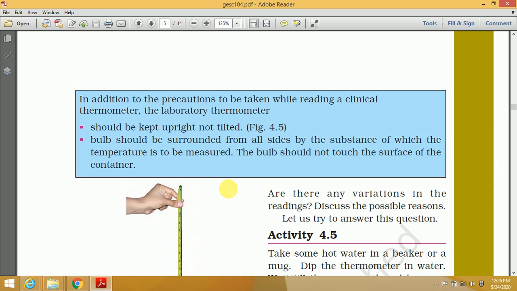So if you are measuring the temperature of the object or water, the thermometer has to be dipped in the water while taking the reading. Means you should not take out the thermometer and then take the reading. If you are taking the thermometer out of the liquid, the mercury level will start falling and you will not be able to take the proper reading. So in case of laboratory thermometer, the thermometer has to be dipped inside the water if you are measuring the temperature of the water.